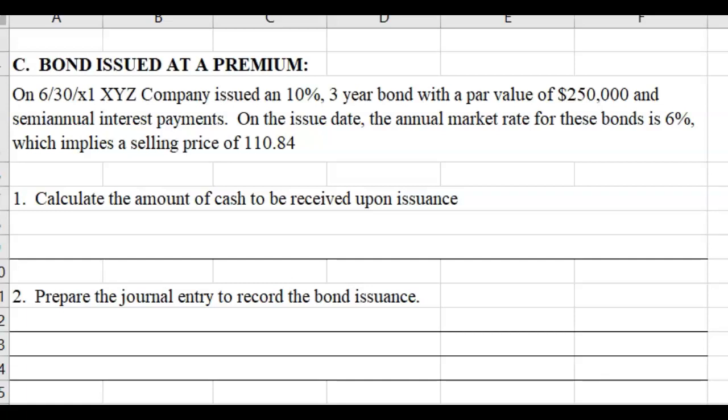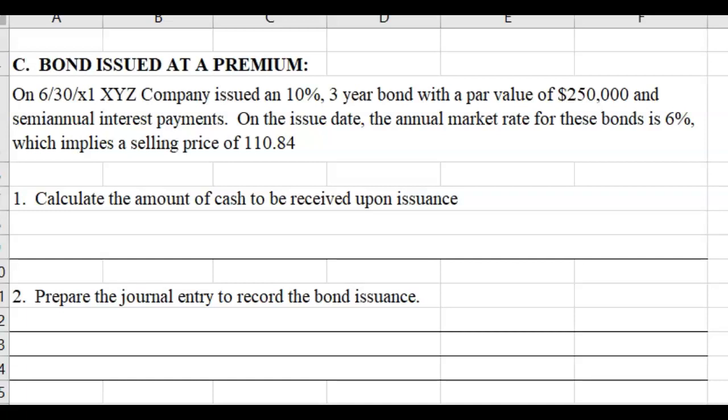Hi everybody. In our previous video, we discussed the accounting for a bond issued at a discount. In this video, we'll discuss the accounting for a bond issued at a premium. When the stated or contract interest rate is greater than the market or effective interest rate, the bonds will be issued at a premium. Several things to remember about that.